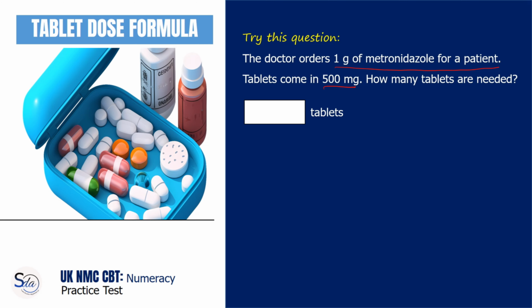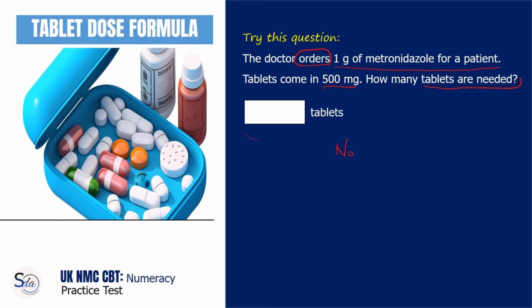Let's see if we got the answer right. As you can see here, the doctor orders, so there's the prescription, okay? The doctor prescribes 1 gram of metronidazole for a patient. The tablet comes in 500 milligram. How many tablets are needed? There is something you have to keep in consideration. You're looking at the number of tablets we need for the patient. Now we're going to pick up the formula.